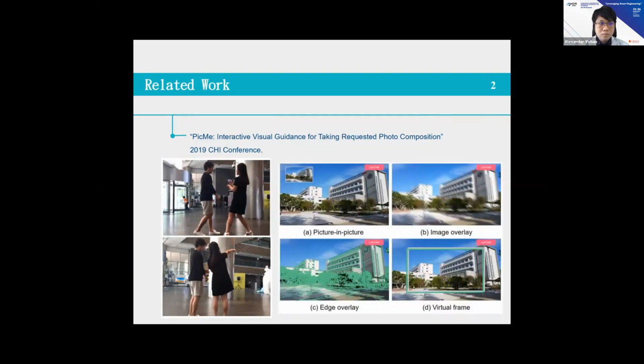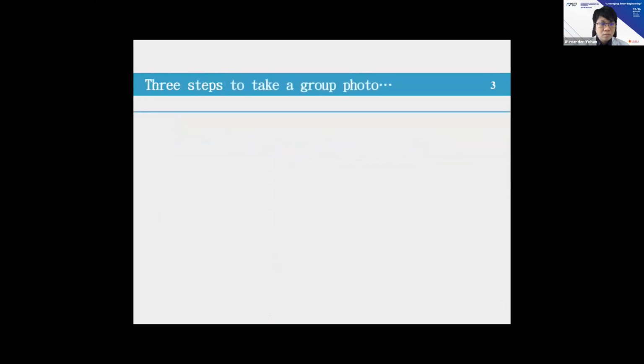To solve this, this paper proposes many approaches. For example, here we have a picture-in-picture idea. We have a picture and we try to match what we see in the phone. Also we can make use of some features like the edges and try to match them, or perform some edge overlay to have a better alignment. In our system, what we are trying to do is take a group photo.